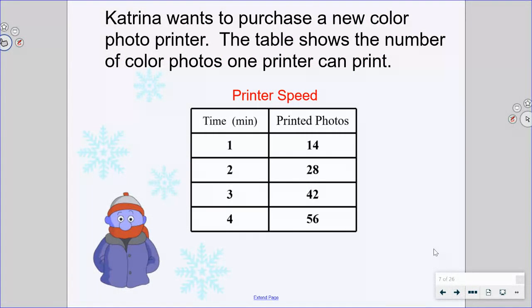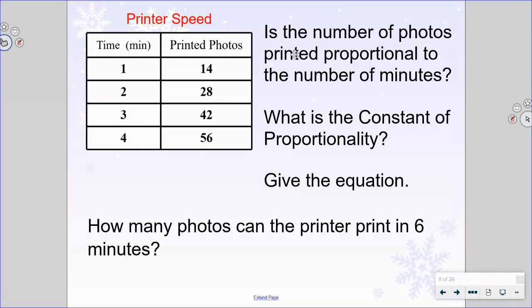All right, let's talk about this example. We do have notes available, so go ahead and fill these notes out as you wish. Katrina wants to purchase a new color photo printer. The table shows the number of color photos one printer can print. Let's go ahead and use that relationship to determine if it's proportional.